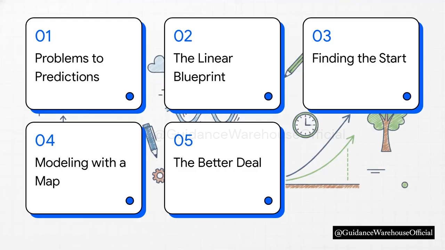So, here's our game plan. We're going to start with a basic blueprint for any linear model. Then, we'll figure out how to build one even when we don't know the starting point. After that, we'll apply it to a pretty surprising geometry problem, and finally, use our new skills to choose the better deal in a real-world scenario.